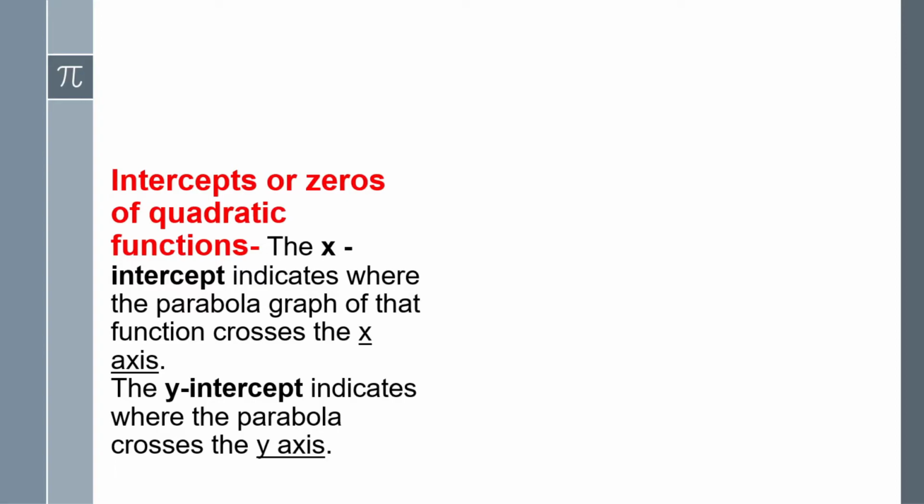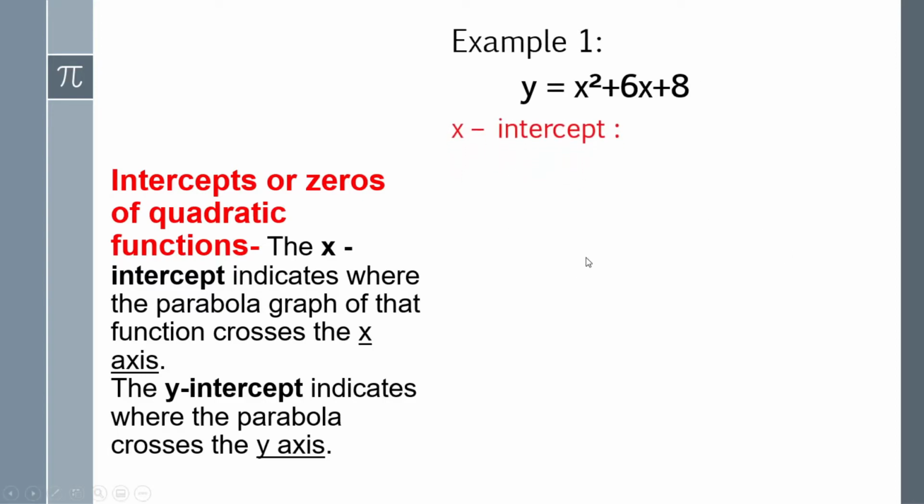So the intercept indicates where the graph of the function crosses the x-axis. O ganun din sa y-intercept. Kapag dumaan siya sa y-axis, yun ay y-intercept. So review natin kanina. Ito pa yung mga given natin. How to solve the x-intercept? Let y is equal to 0. So substitute natin y into 0. Ito na, nag-equate na tayo.